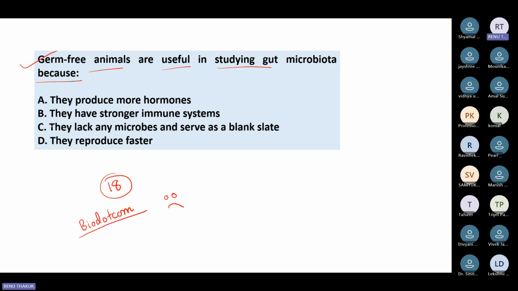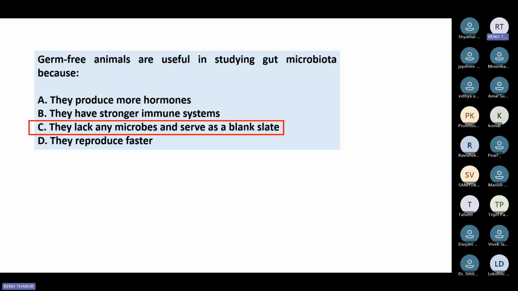They lack any right answer. They lack any microbe and serve as a blank slate. So in microbiology or any such experiment, we always go for a no organism control, or no template control.